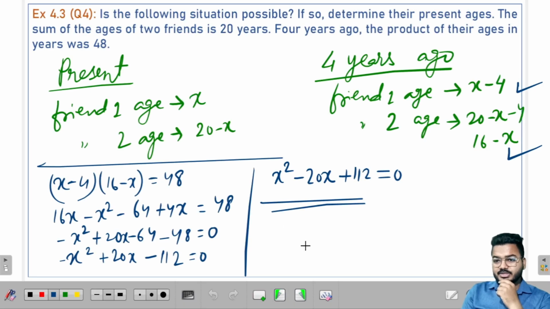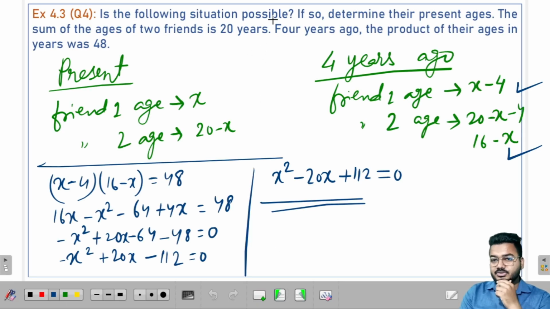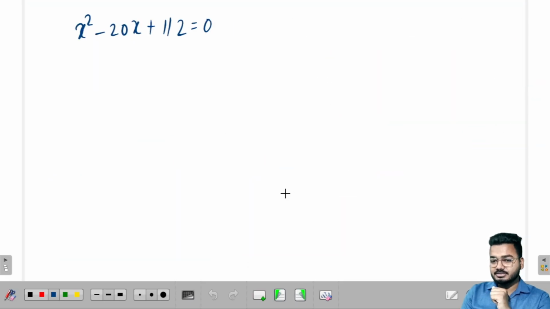x square minus 20x plus 112. Now, as the question is "the following situation possible?", so we have to find out कि क्या इसका जो ये quadratic equation है इसका roots real number में आ सकता है. So for that we will find the discriminant, b square minus 4ac.